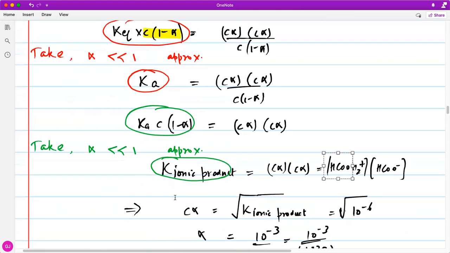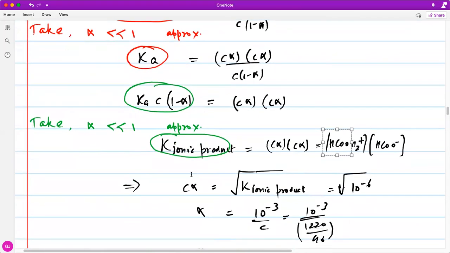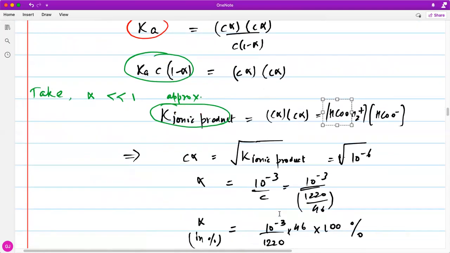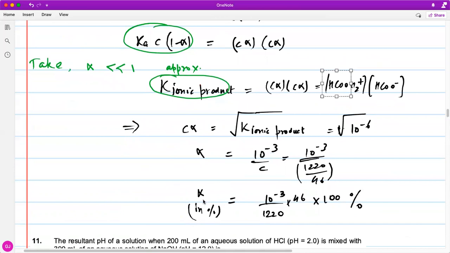Now, given this ionic product value, you get the value of C alpha, and based on that, alpha comes out to be 10 to the power of minus 3 upon C, and that C value we wrote just above some time back, 1220 upon 46. So we will get the value of alpha. Of course, if you have to report in percentage terms, we multiply by 100 and then report in terms of percentage.